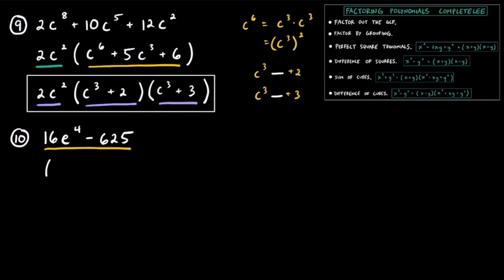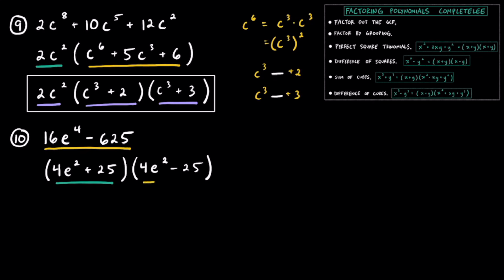So factoring this, I can write the square root of each one, so it's going to be 4e to the second power plus the square root of 625, and take the square root of 16e to the fourth power, which is 4e to the second power, and take away 25. All right, so what we have in the beginning here is actually going to be a sum of squares, but there is no pattern of sum of squares that's factorable, so we don't have to worry about that one.